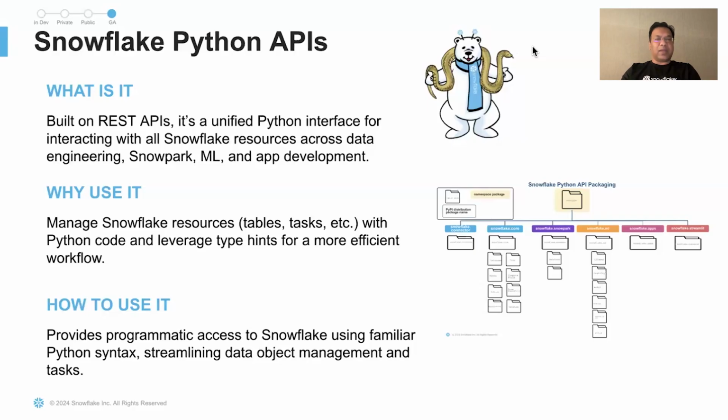The next one is Snowflake Python APIs. This is our unified Python interface for interacting with all our Snowflake resources across data engineering, Snowpark, and app development workloads. It allows you to manage Snowflake resources like tables, tasks, schemas, DAGs, everything from Python APIs, and be able to leverage Python as a first-class language. It's already in GA, so please go and check it out.